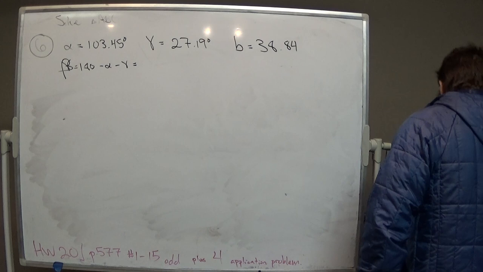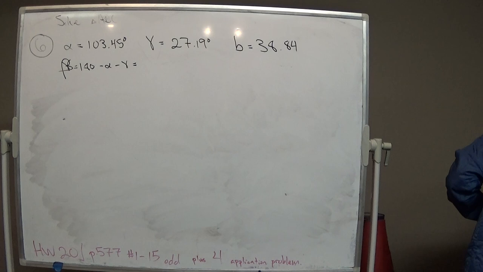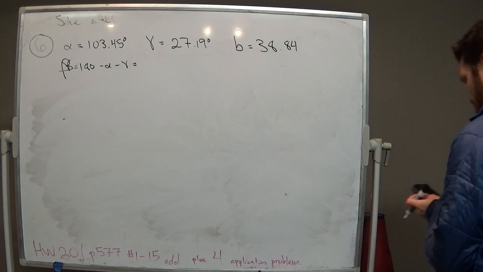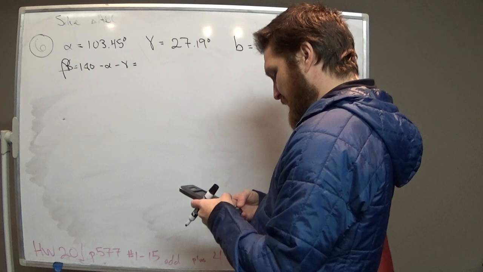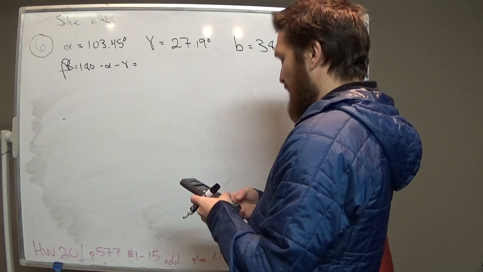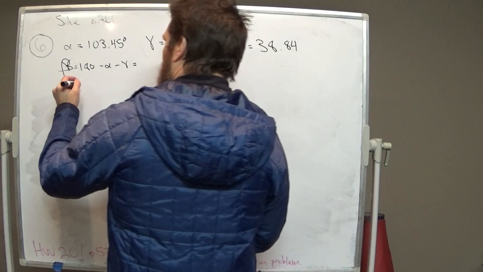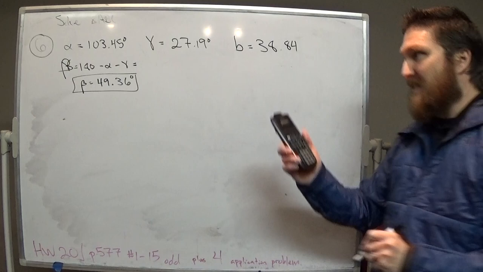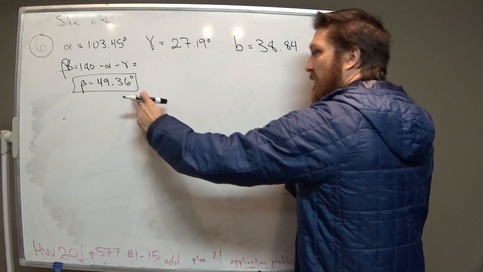I want to actually do this in real time. Okay, we'll do this in real time. If you guys want to follow along, I'm going to go 180 minus 103.45 minus 27.19 gives me, anybody got it? 49.36. Now notice I'm keeping that 6 there. I'm not rounding up. Why? Because, well, 2 decimal places here, 2 decimal places here, I need to have 2 there.